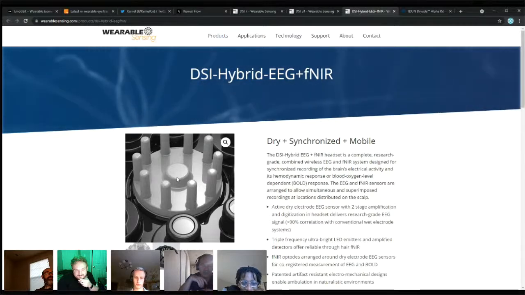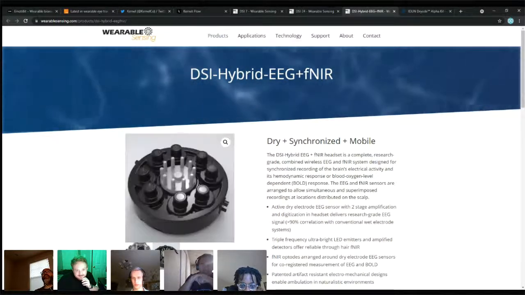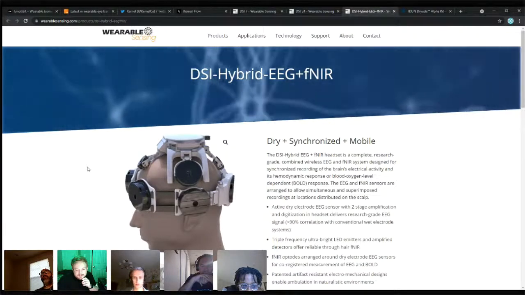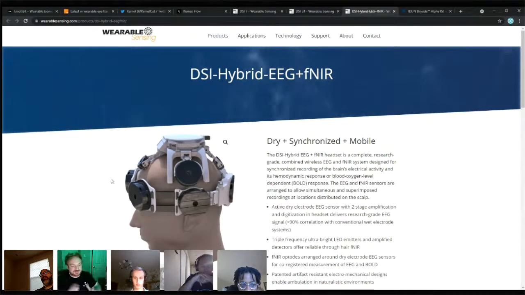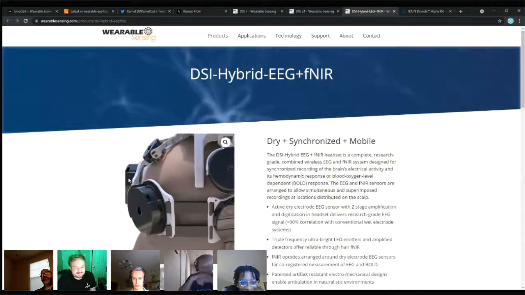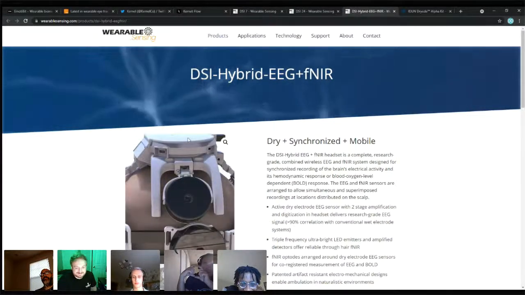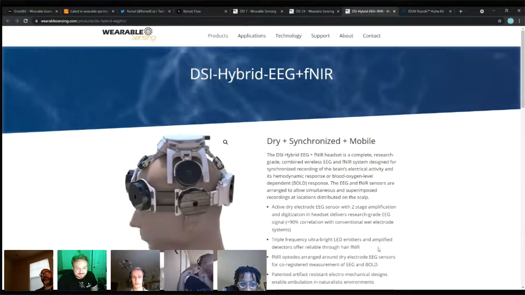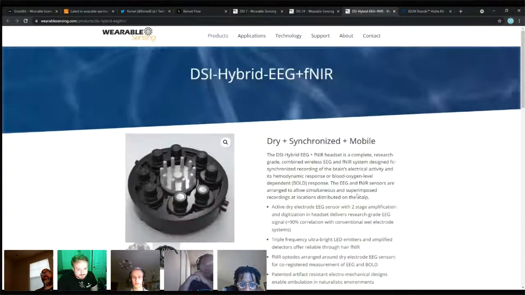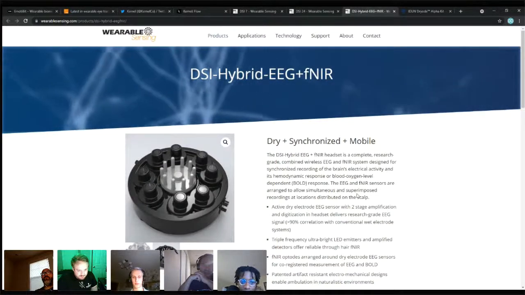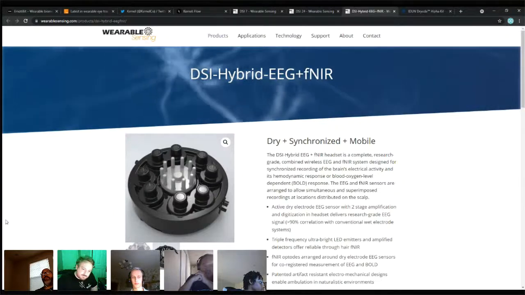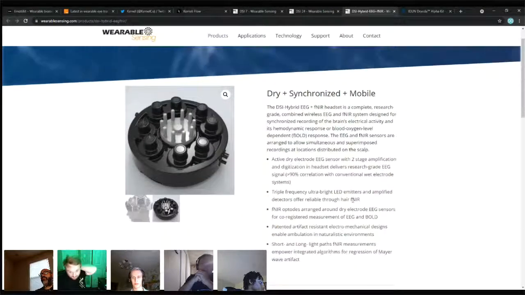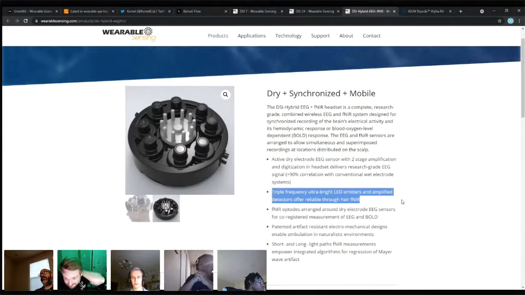I said it's really big, but it has a lot of nice stuff in here. I think the form factor is definitely bulky, but the tech is pretty good. Relatively speaking, they're close to the size. I mean, hey, it fits on the head. Each of these pads has a bunch of electrodes or receivers, eight receivers, I think. And where's the transmitter? Is that one light or two light frequencies? It looks like it's got triple frequency ultra-bright LED emitters.